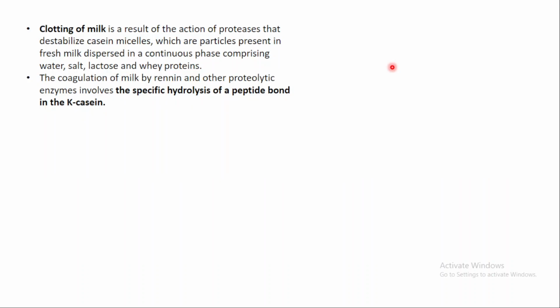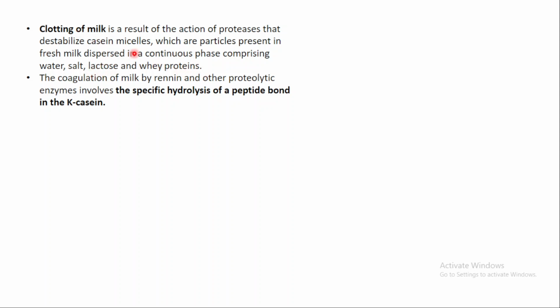Now let me explain what is clotting of milk. Clotting of milk is a result of action of proteases that destabilize casein micelles. So casein protein present in the milk is destabilized with the action of proteases, because proteases come and cleave the casein molecules, which are particles present in fresh milk dispersed in a continuous phase comprising water, salt, lactose and whey proteins. So in fresh milk we have water, salt, lactose and whey proteins, so all kinds of proteins.